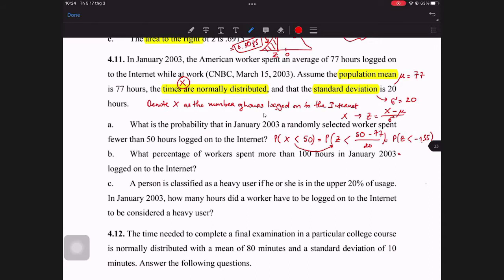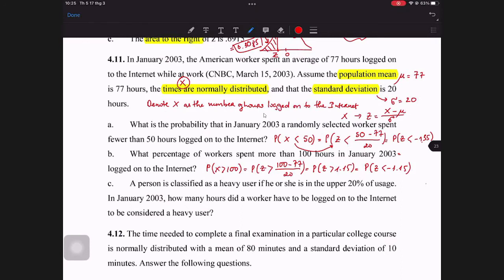For question B, what is the percentage of workers who spend more than 100 hours? We'll just do the same. We convert 100 here into z. So we have p of z greater than 1.15. And then we can convert it into z smaller than. Because the 1.15 here is positive, we change the sign into a negative value, and then look up the table.